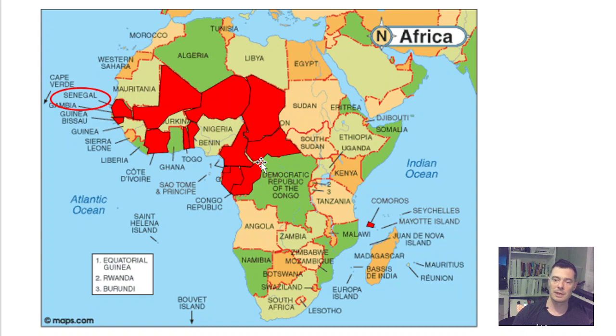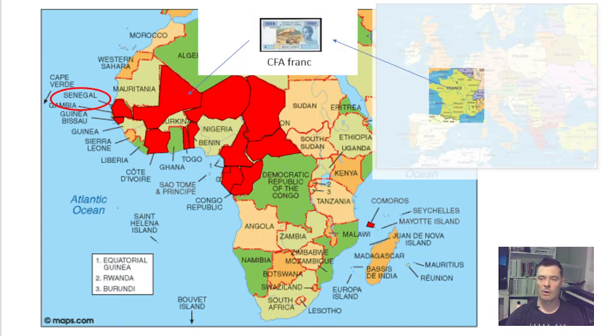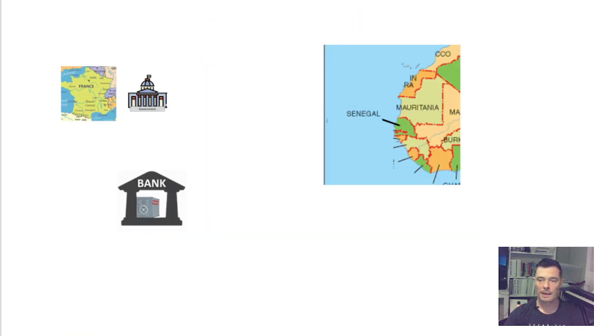And it's one of 13 to 15 countries in Africa. I couldn't find an accurate number, but they're all former French colonies, and they're all still under the control of a French currency called the CFA franc. And it's not a very good deal for these African nations.